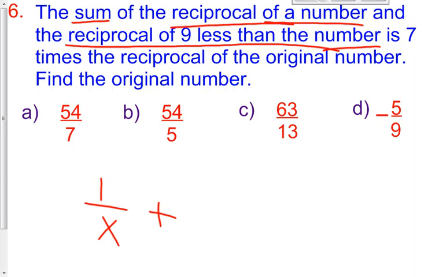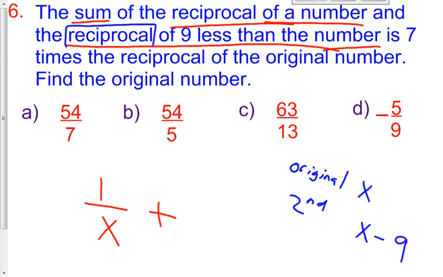The reciprocal of 9 less than that number. So if our original number was x, right, 9 less than that number is x minus 9. So here's our original number, and then here is our second number. It's 9 less than that number. So if we want the reciprocal of 9 less than that number, right now it's over 1, correct? So if it's the reciprocal, it would be 1 over x minus 9.